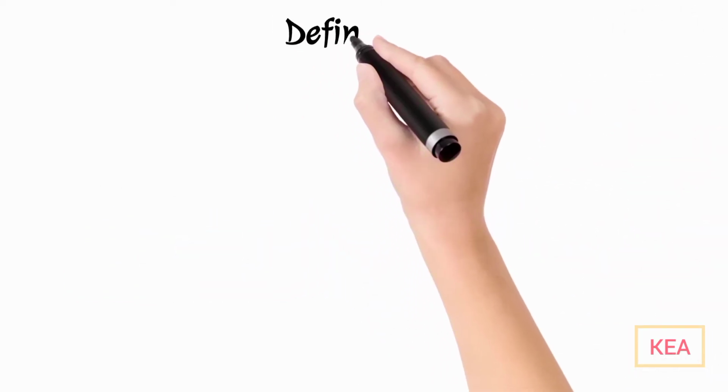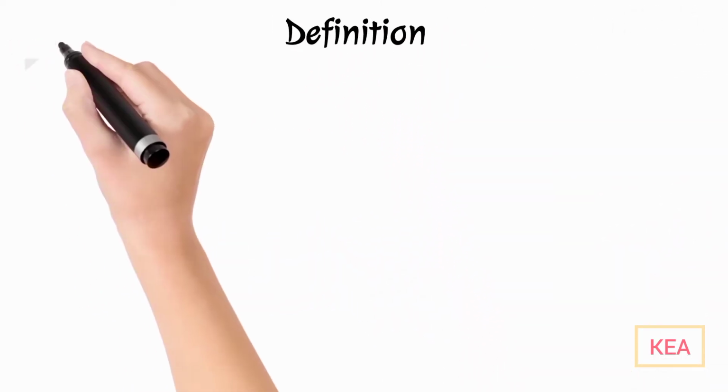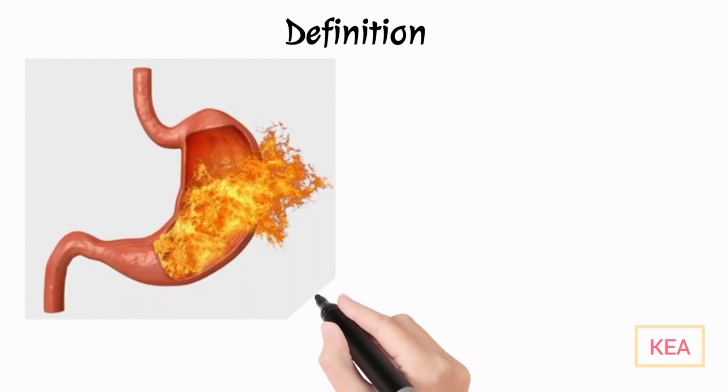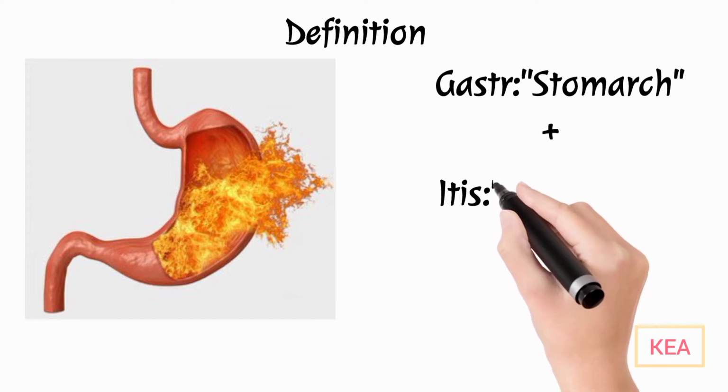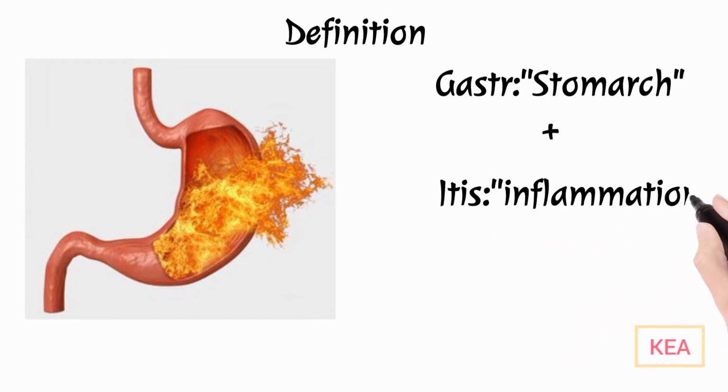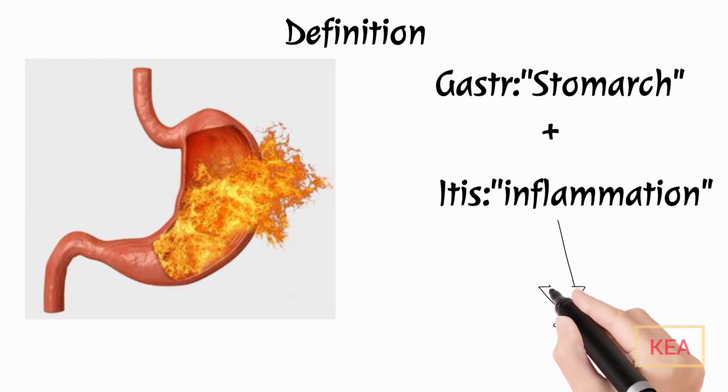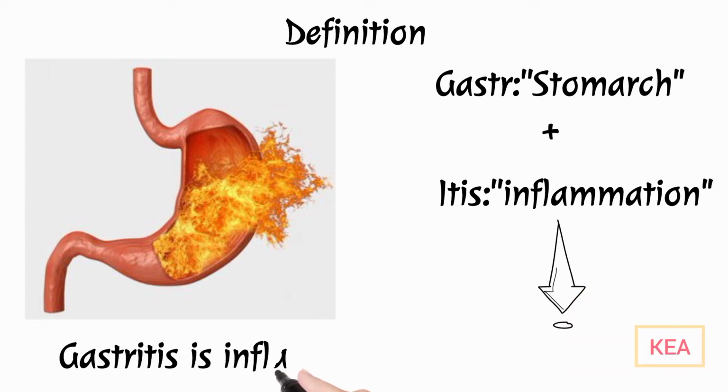Definition. In order to define gastritis, dissecting the word is necessary. Gastra, which means stomach. Itis, which means inflammation. Fusing the two portions gives us the complete definition of gastritis, which is inflammation of the stomach.